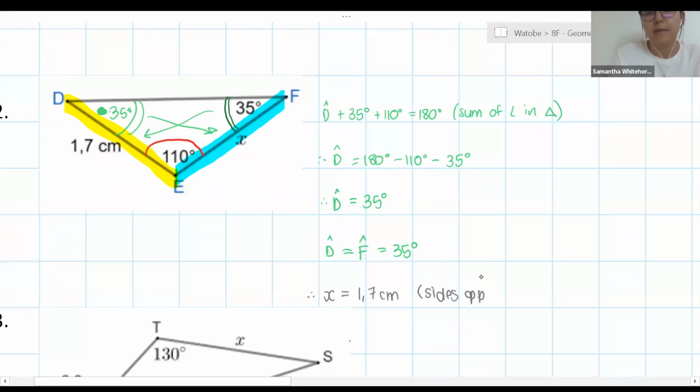because of sides opposite equal angles. I did have to do that initial step to help me get to where I needed to be, but that's just something we now have to get used to. Often we're going to have to do at least two or three steps to get the answer we want. In this case, I first had to work out the remaining angle in my triangle to see if I had any equal angles. Because I did, I knew the sides opposite those equal angles were equal to each other, and so x was equal to 1.7 centimeters.